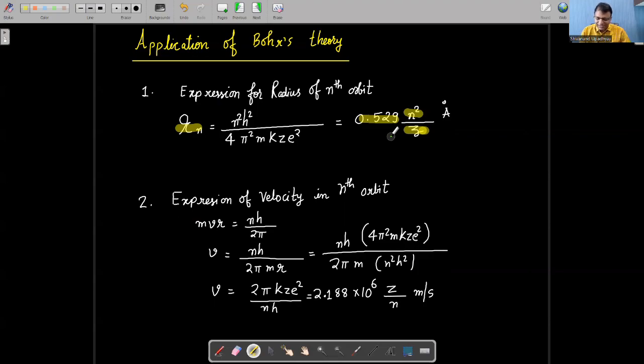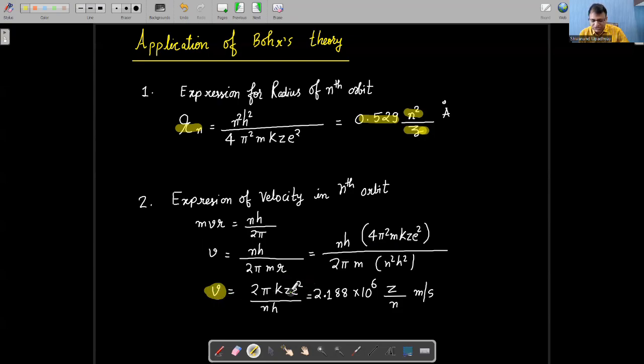Right. The second expression, now I'm saying that if you remember Rn, then we can derive the velocity of electron in nth orbit. You can derive it by using quantization of orbit angular momentum. We can write mvr is equal to nh upon 2 pi. From here I can write that velocity is equal to nh upon 2 pi mr. And if I put the value of r, and the value of r is n square h square upon 4 pi square m kZ e square, from there we can find out the expression.